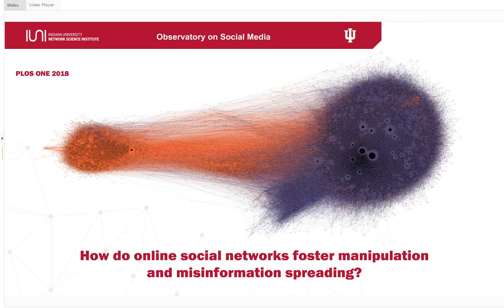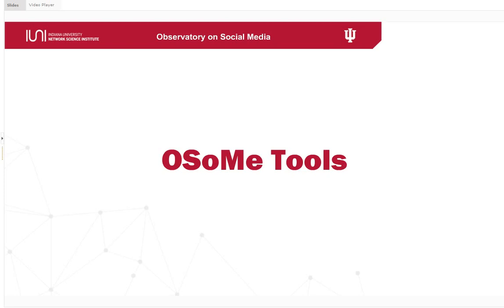Through our research, we have been asking, using data, how do online social networks foster manipulation and misinformation spreading? The example that I've just given you is just one instance. There are many, many more instances out there to be analyzed and discussed. Through all these years of research, we realized that we have been repeating steps. We collect data and then we analyze it in certain ways. We visualize it in certain ways. And we would like to provide the tools that we have built over the years to the public, so that they can do the same thing that we have been doing through our research.